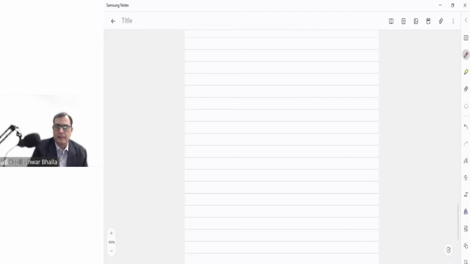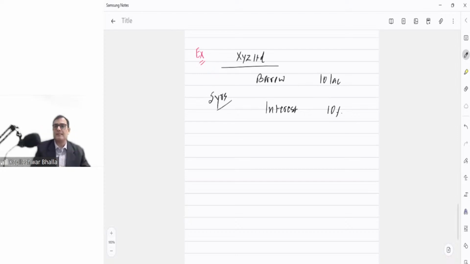Now, let's consider an example to appreciate this. Let's say my company borrowed 10 lakh rupees. So there is a company, let's say XYZ Limited, and my company borrowed money to the extent of 10 lakhs. And I agreed to pay an interest rate of, let's say, 10%. And let's say the tenure of this particular borrowing is 5 years. So the company XYZ borrowed 10 lakh rupees and the interest rate is 10% for a period of 5 years.